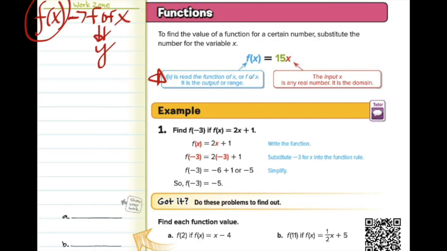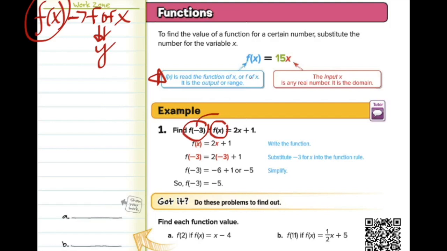If we take a look at example 1, it says find f of negative 3 if f of x equals 2x plus 1. Again, the way you would read that is find f of negative 3 if f of x equals 2x plus 1. Okay, something I want you to notice.